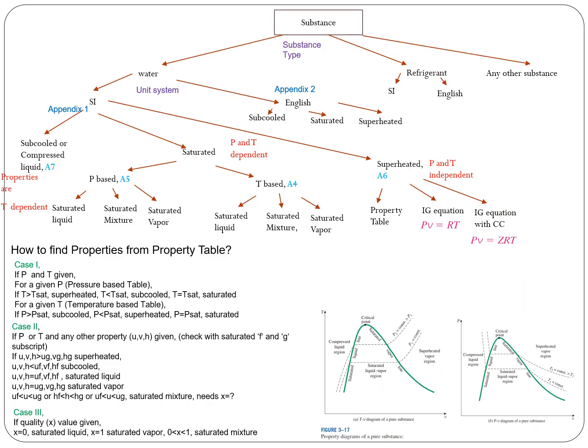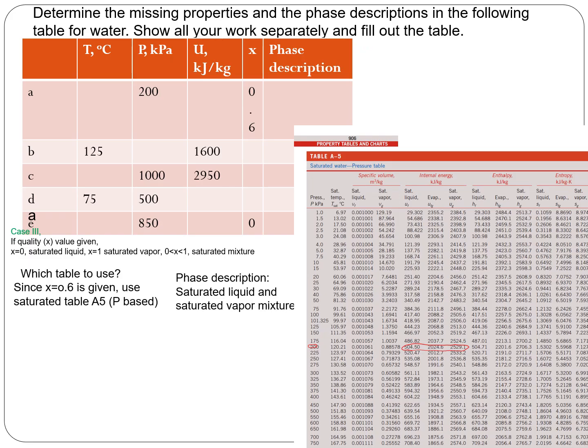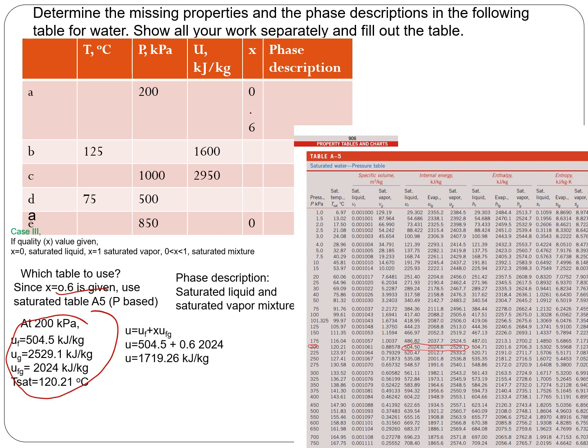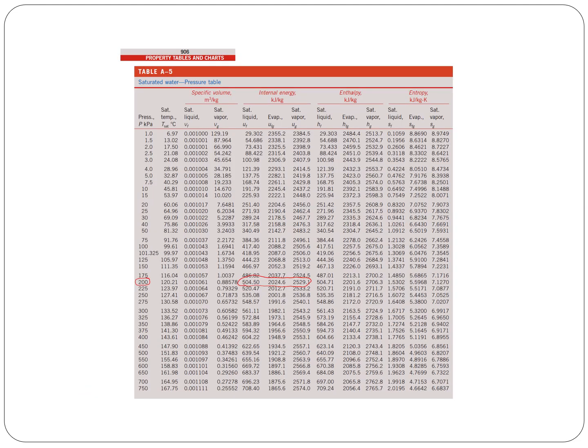So that's what is shown here. You know uf and ug and T saturation and everything, and so it is in a saturated mixture. This is the formula which you need to use to find the property value.